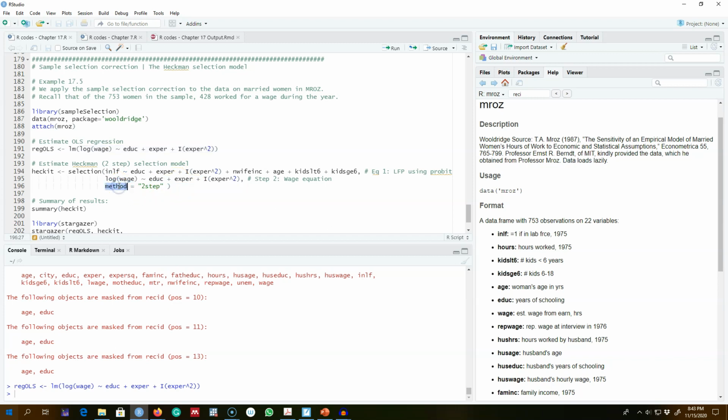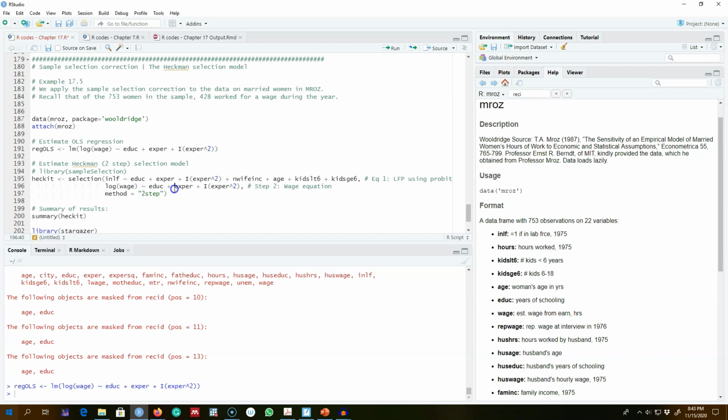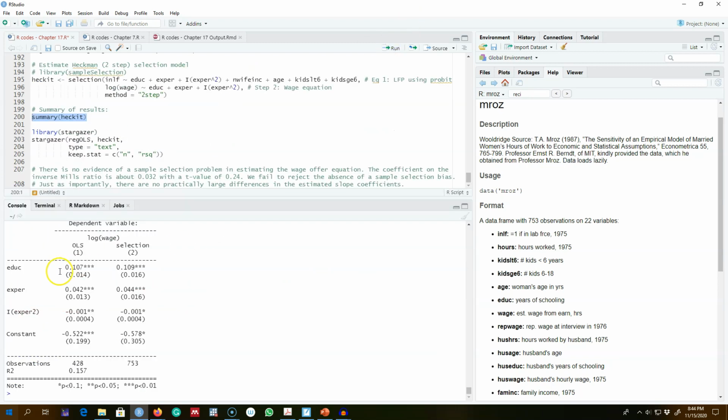So this is our main equation, log of wages on education and a quadratic function of experience. The method I'm going to use is the two-step method, and I'm going to pass all these arguments to the selection function, which is from the sampleSelection library. So let's run this model and look at the results. Looking at the slope coefficients, we see that there are no significant differences between the OLS slope coefficients and the Heckman selection model coefficients, or their statistical significance. They are almost identical across these two estimators.